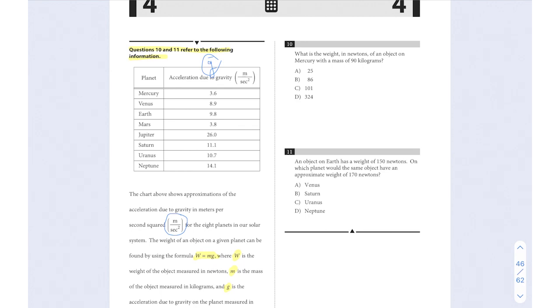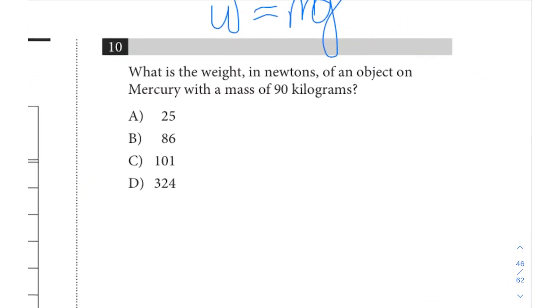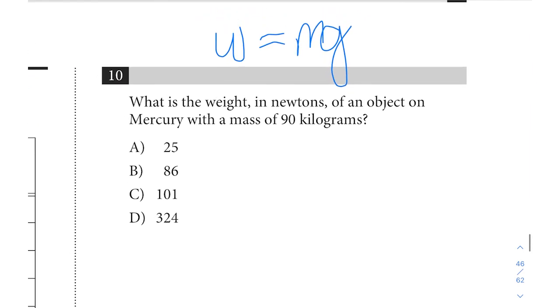For 10, it says, what is the weight in newtons of an object on Mercury with mass 90 kilograms? So we know it's going to relate to this formula that they gave us. I'm going to write that real big at the top, and then we can zoom in here on number 10 and see if we can fill in the appropriate values. They say, what is the weight? So this is what we're solving for. That will remain as W in our formula. And then they give us a mass of 90, so we can plug that in for mass. And let's see if we can figure out g.